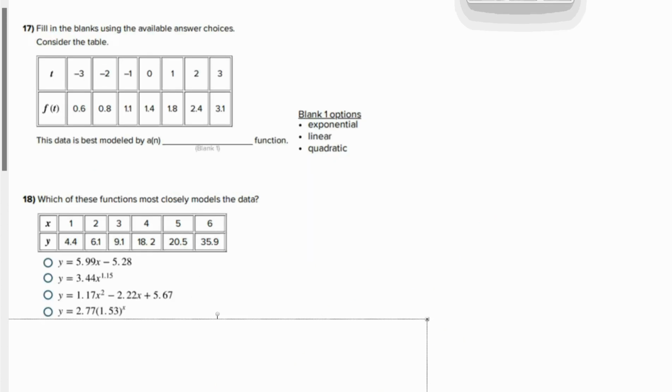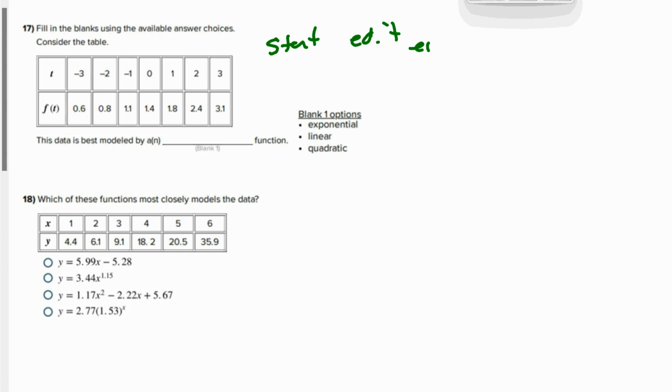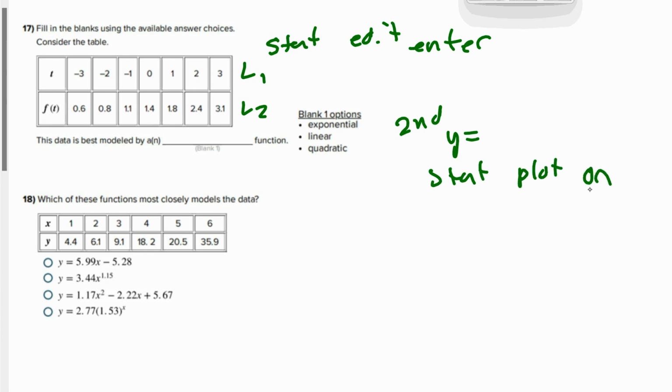Okay, number 17 here. All we're doing here is we have a list of t's, times, and we have a list of maybe heights. I guess it doesn't say what it is, but we have our x's and we have our y's. So here I'm going to go to stat, and I'm going to go to edit, and I'm going to hit enter, and I'm going to enter this into my L1 and this into my L2. And then what I can do from there is go to second y equals and make sure stat plot is on. Stat plot on. All right, so then you hit enter, and then you turn on your stat plot, make sure that's highlighted, X list, make sure that's L1.